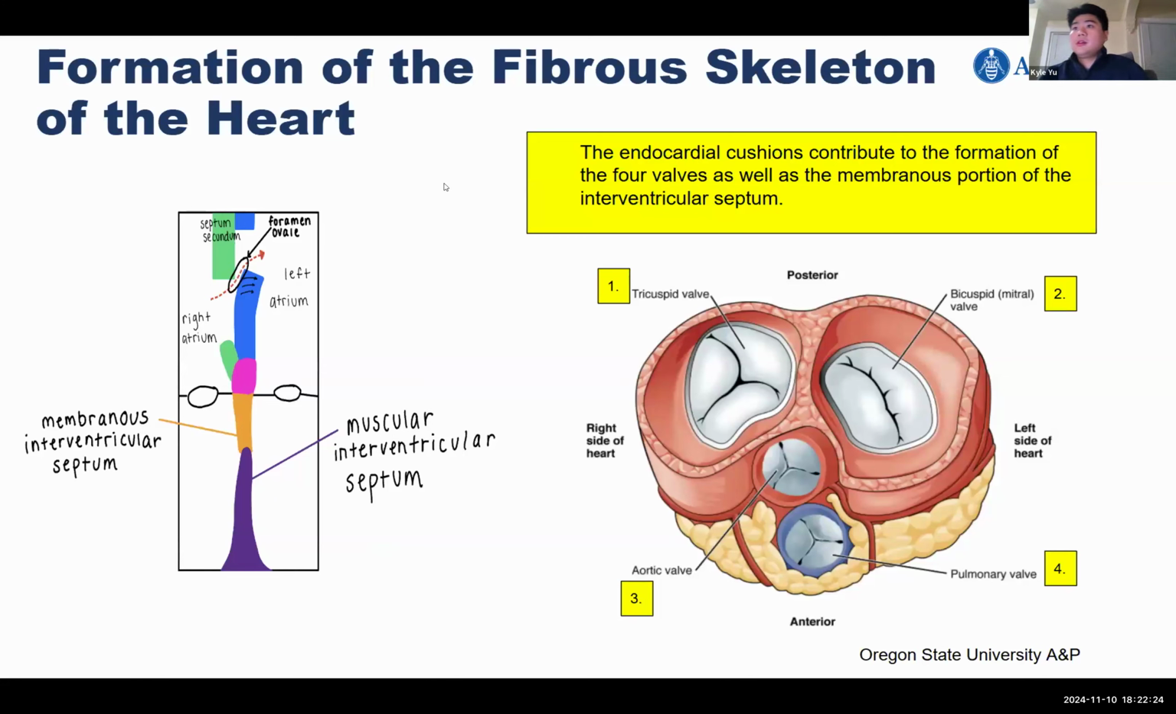All right. So next, again, a little bit back to the cardiac jelly. The endocardial cushions contribute to the formation of all the valves as well as the membranous portion of the interventricular septum. So again, here we have a cross-sectional view, the two AV valves, and then here are the two valves of the outflow tracts, the aortic valve and the pulmonic valve.